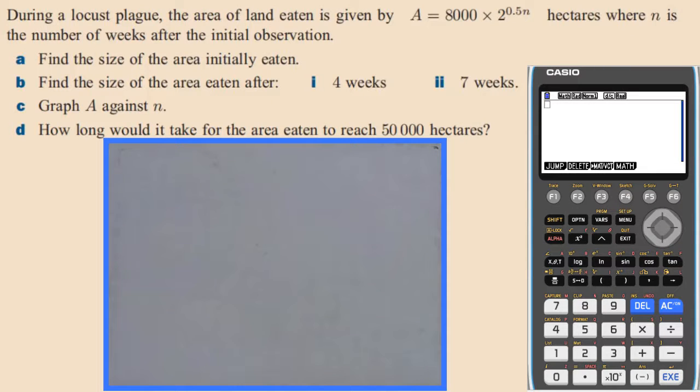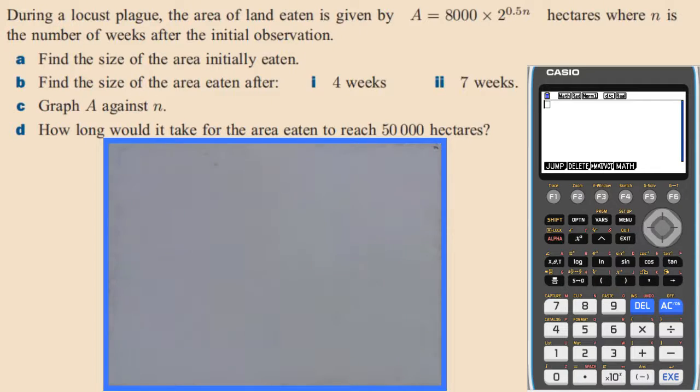During a locust plague, the area of land eaten is given by A equals 8,000 times 2 to the 0.5n hectares. So hectares is a unit of area, where n is the number of weeks after the initial observation. Find the size of the area initially eaten by these locusts. B, find the size of the area eaten after part 1, 4 weeks, part 2, 7 weeks.